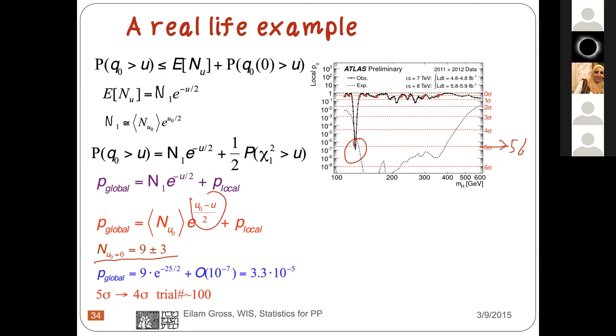A question, Eilam, isn't the mass range also constrained by previous experiments? This is a choice. So you can choose to ignore. This is a choice, and I'm sure that Katevi will agree with me that this is a very poor and sad choice.